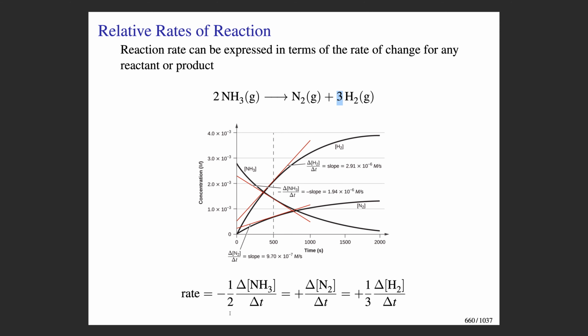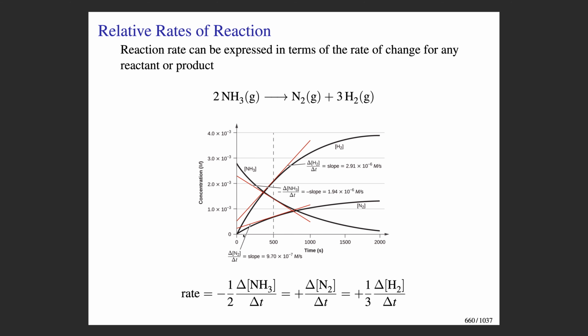So it's always 1 over the stoichiometric coefficient for each species in the reaction, minus signs for reactants, plus signs for products. We have change in concentration over change in time. And these average rates are reflected in these slopes, so to speak.